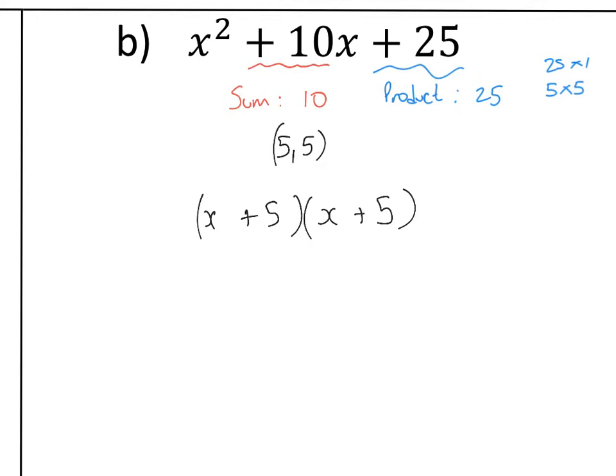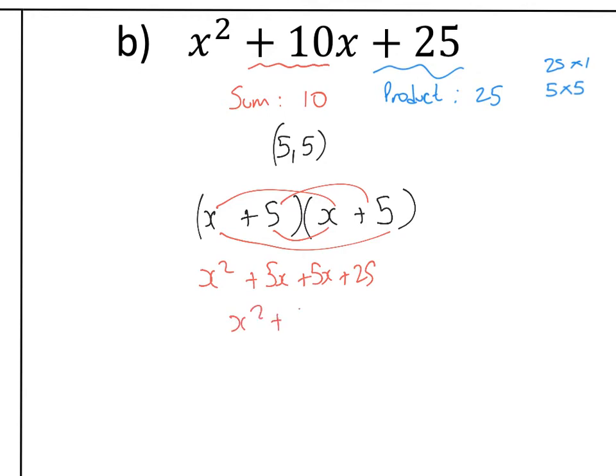We could check that and verify that it's right. So x multiplied by x is x squared. x multiplied by 5 is plus 5x. 5 times x is another 5x. And then 5 times 5 is 25. That simplifies to x squared plus 10x plus 25, which is indeed what the question was.